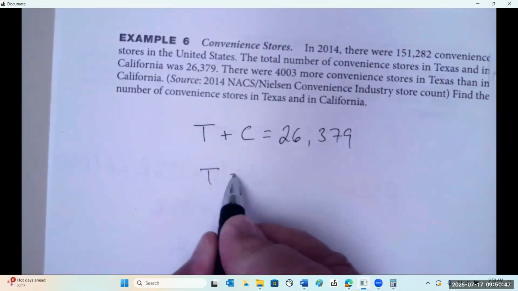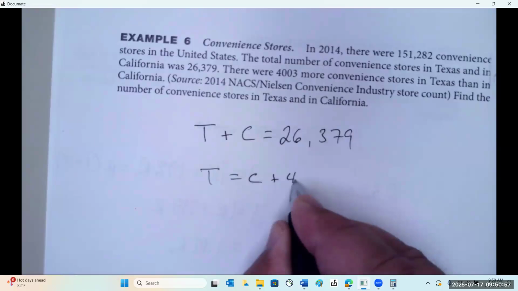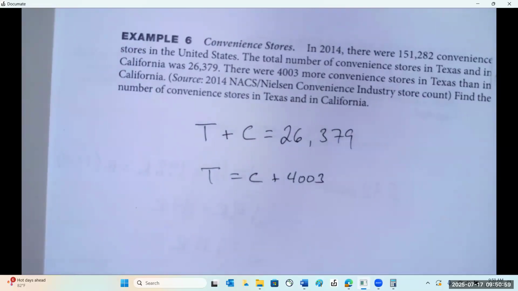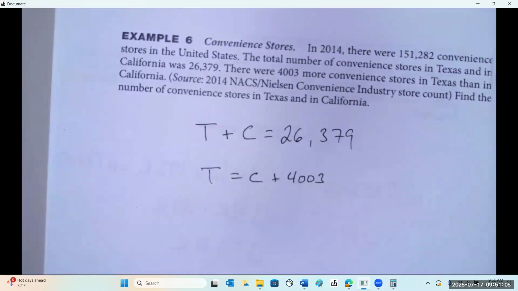So are Texas and California equal? No. How do I make them equal? To where? To California. Yes, I have to add 4,003 to California to equal Texas because Texas has 4,003 more stores. So far, so good.